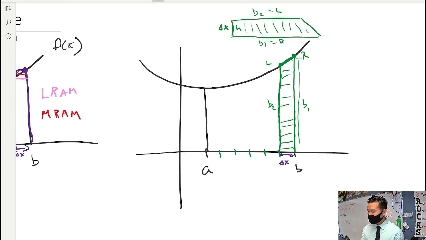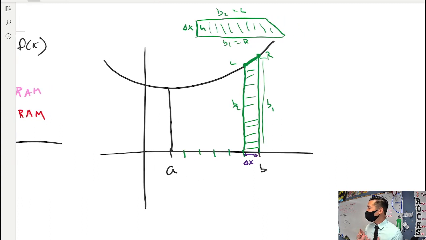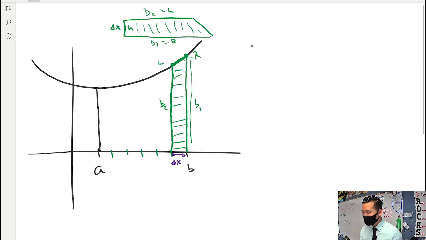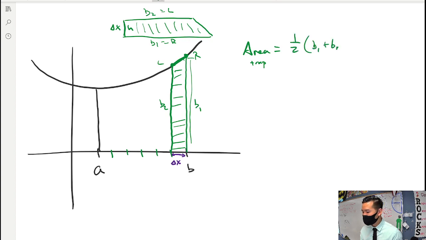The only hard part about the trapezoidal rule is not the picture. You understand the drawing of this. Does it kind of make sense? It's just a trapezoid standing up instead of sideways. I'd say the hard part about this is remembering the area of a trapezoid: 1/2 times base 1 plus base 2 times height.